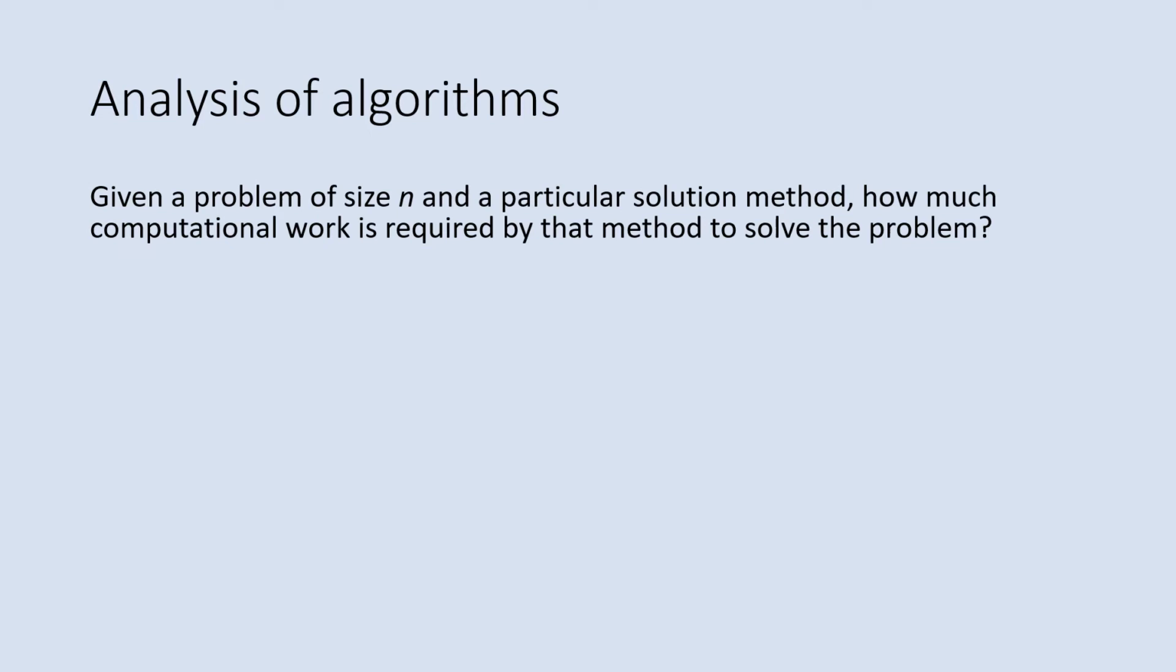So when we analyze an algorithm, what we mean is that we're given a problem of size n, which we'll discuss what that means in a bit, and a particular solution method. So we have an algorithm in place for solving the problem. The question is how much computational work is required by that method to solve the problem. And computational work can, again, be in terms of the calculations that are necessary, or sometimes we think in terms of the space necessary to solve the problem.